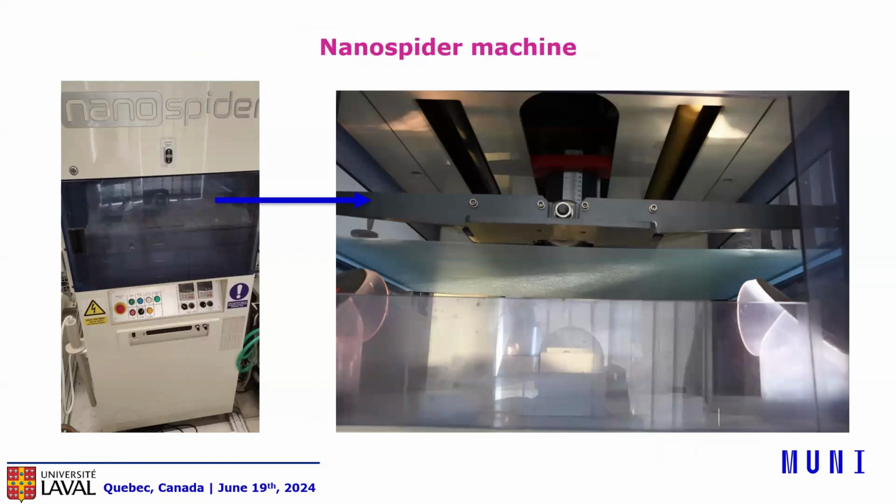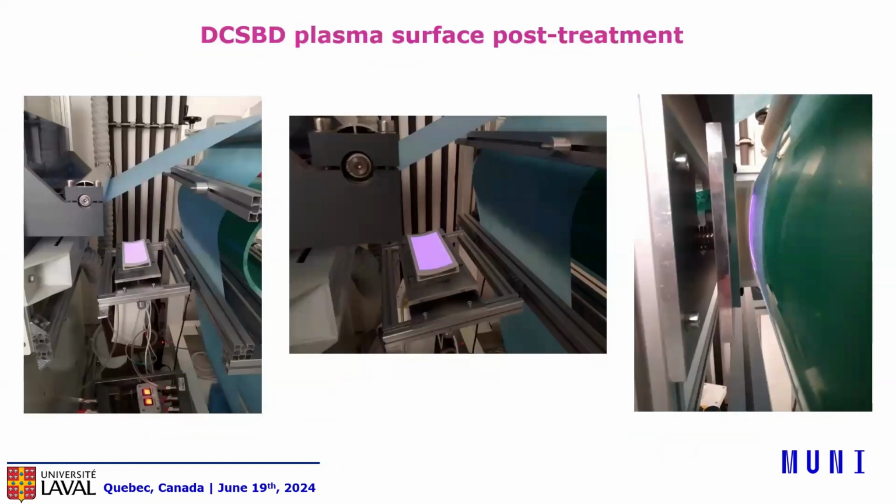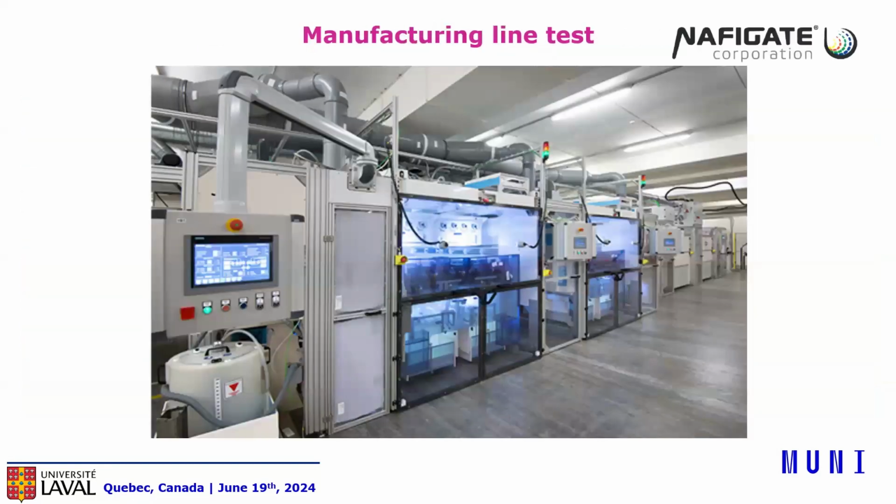This is the look inside the Nanospider machine. So here in this area, the nanofibers are created. This is the polypropylene nonwoven as the carrier substrate, and here the nanofibers are created. And this is the part for post-treatment. So on this picture, we have the substrate with nanofibers, and now this concave electrode is closed, and in this close distance the nanofibers are exposed to plasma to make them more hydrophilic.